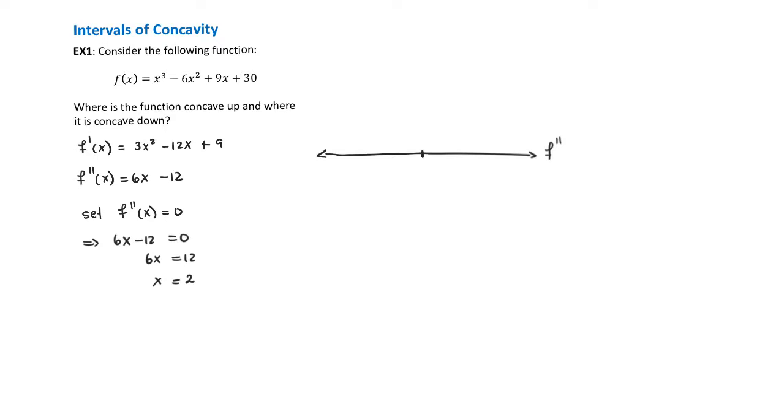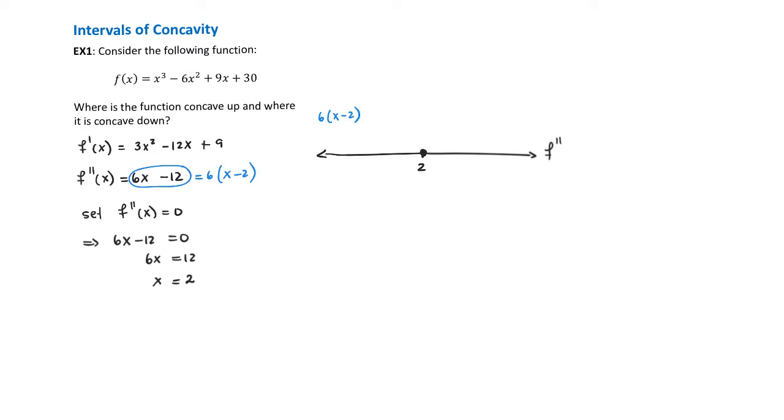I will position 2 right here. If you remember, the second derivative is equal to 6x minus 12. In fact, let me rewrite it as 6 times x minus 2. So then I'm going to go right here on top of my number line and write the second derivative. I will also put a heavy dot at x equals 2, indicating that the second derivative is equal to 0 there. And then I'm going to start investigating the sign.